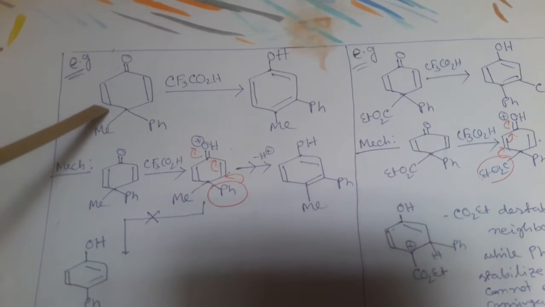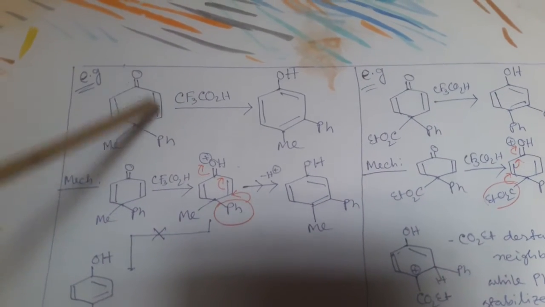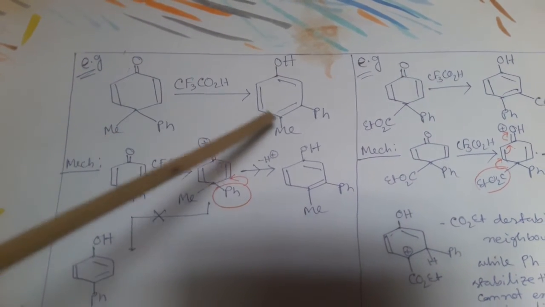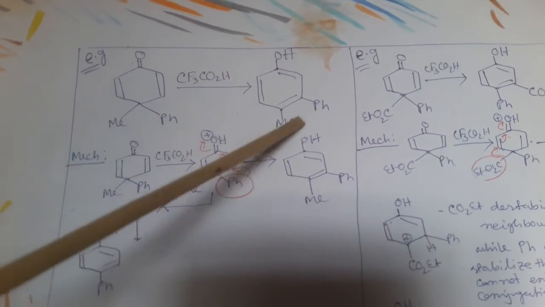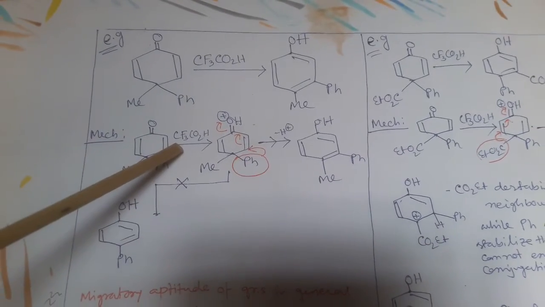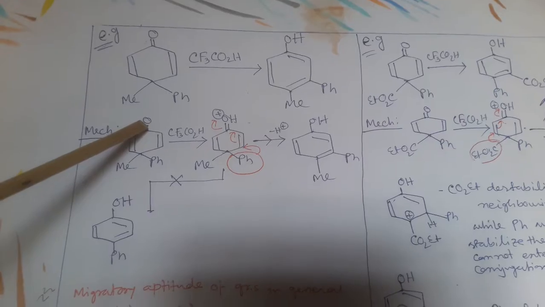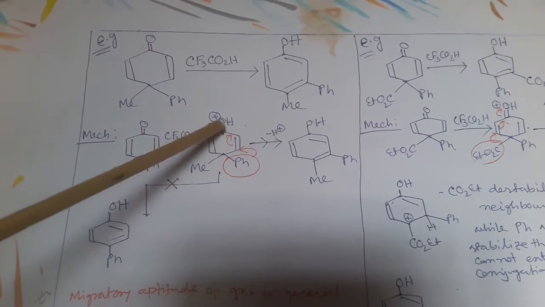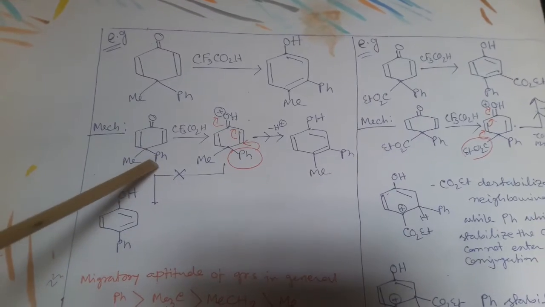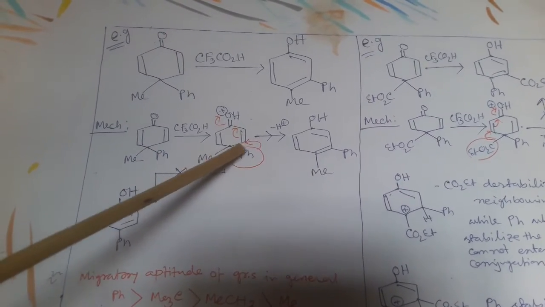Here is another example. This is a dienone compound, and in the presence of trifluoroacetic acid, this type of aromatic phenolic compound is formed. Now see the mechanism. In the presence of trifluoroacetic acid, this oxygen is protonated, and after protonation, we see which group migrates. Here two different groups are present, methyl and phenyl. Now see, the phenyl group migrates from this center to that center.